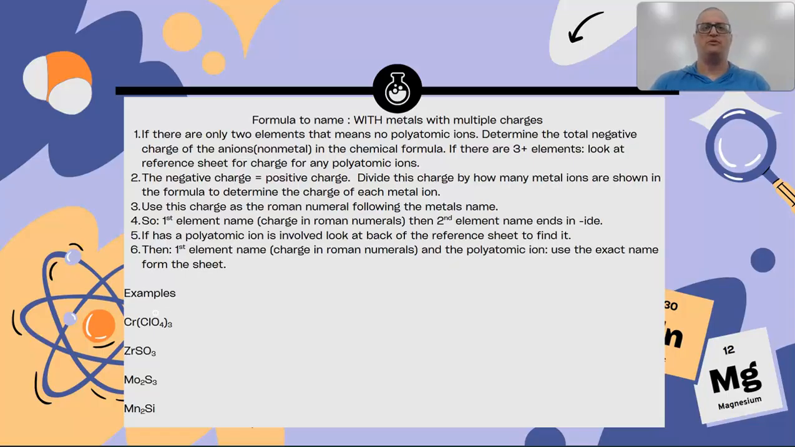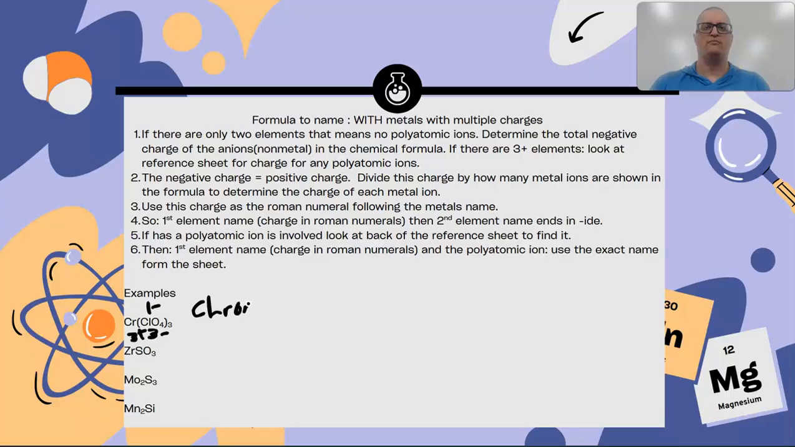So, these examples here. We first need to know what is the charge of chromium. Well, the charge of this polyatomic ion is 1 minus. And there's 3 of them, so its total is 3 minus. Because ionic compounds need to have equal and opposite charge, that means chromium needs to be 3 plus in order to balance out the 3 minus by these 3 polyatomic ions. Now we know that, the rest is a little simpler.